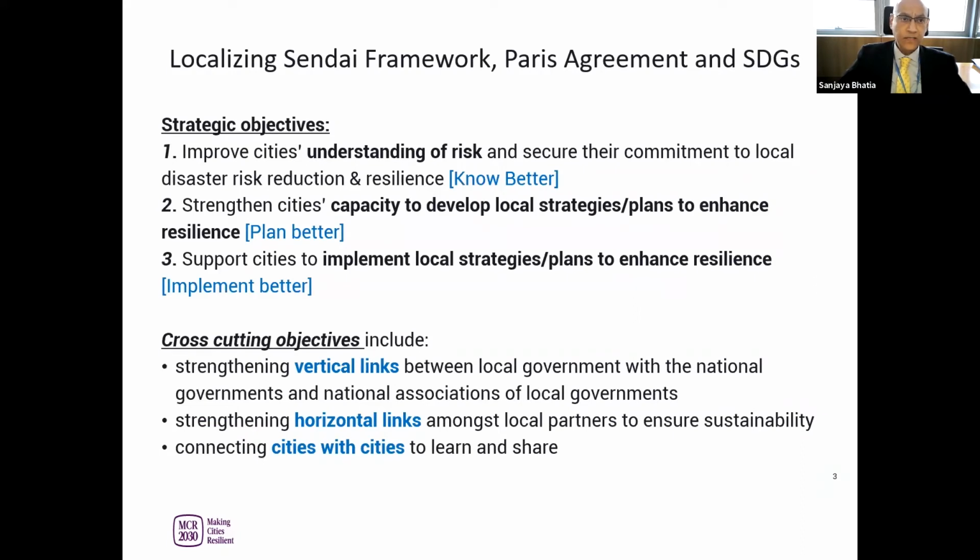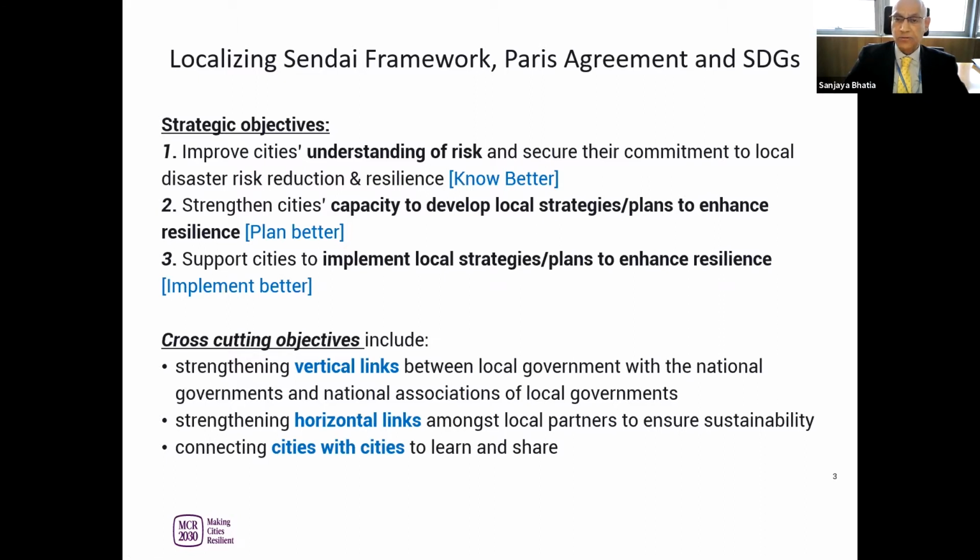Now, the key objectives of this campaign are to help cities know better, to understand the risk, to plan better, to be able to plan, keeping in mind the requests and the criteria from the Sendai framework, the Paris Agreement, and the Sustainable Development Goals. And most importantly, to implement that. So not just have plans in place, but to be able to implement them properly.